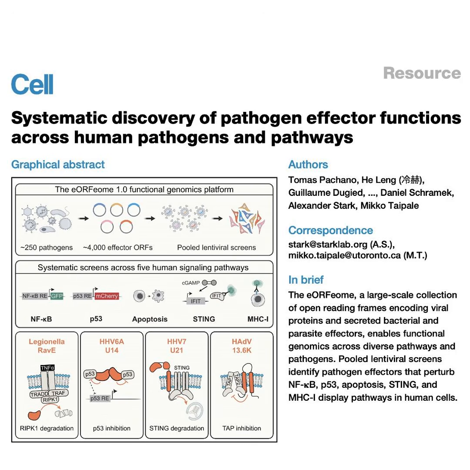But the eORFeome screen revealed a completely hidden second function. U21 also potently degrades STING. No. Yes, it intercepts the STING pathway and throws that into the lysosomal incinerator too. So U21 is like a cellular bouncer with two hands. With one hand, it grabs the MHC-I flag. With the other hand, it grabs the STING DNA sensor, and it just walks them both down the hall and throws them into the incinerator at the exact same time.